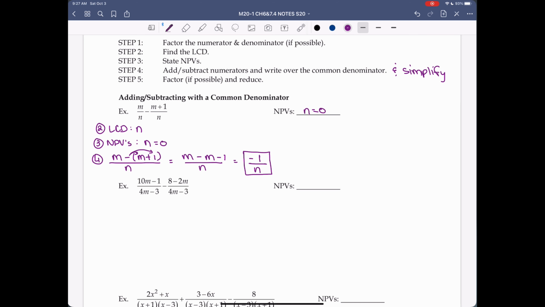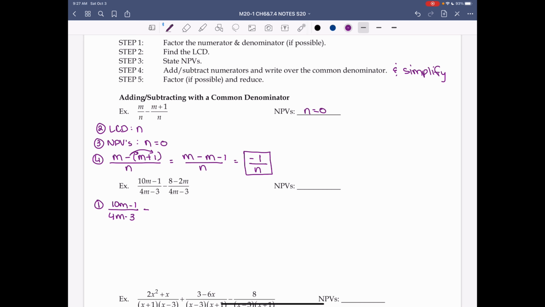10m minus 1 over 4m minus 3 minus 8 minus 2m over 4m minus 3. Step 1, factor if possible. We can factor the second numerator: 10m minus 1 over 4m minus 3 minus, we can factor out a 2, 4 minus m over 4m minus 3.